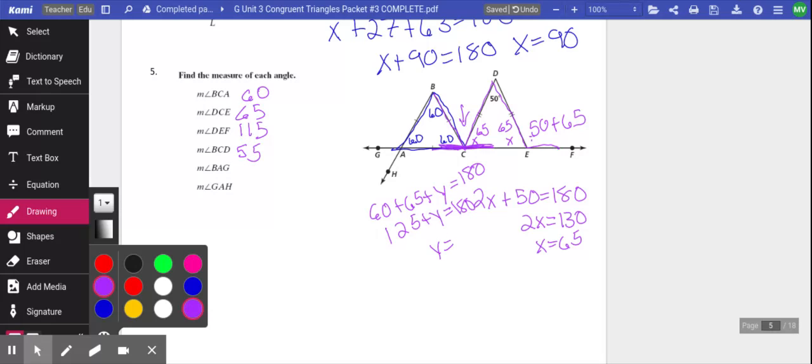And then we have BAG. Well, BAG, again, is an exterior angle, so it's equal to 60 plus 60, which is 120. And GAH is vertical with 60, so it's 60.